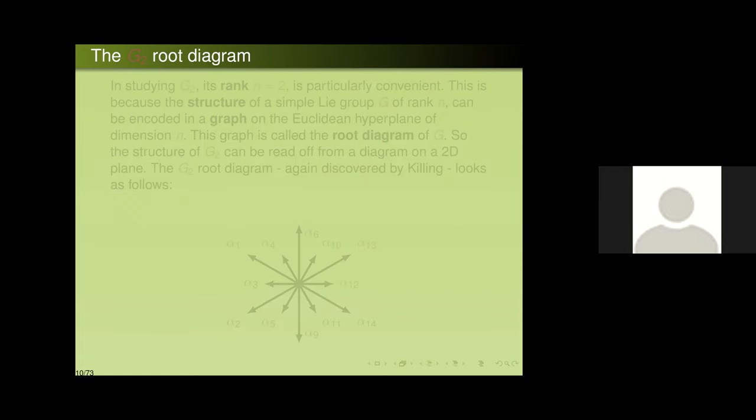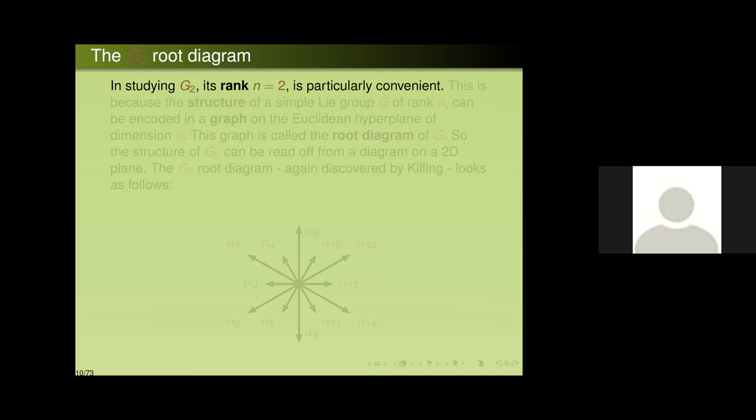How to analyze the group G2? One analyzes it due to something which is called root diagram. And this subscript 2, which is the rank of G2, is particularly convenient for that. So as I said, in studying G2, its rank is particularly convenient. Its rank is equal to 2.